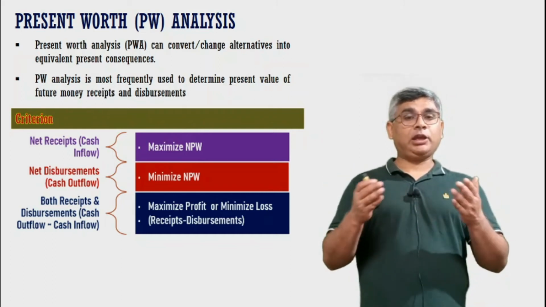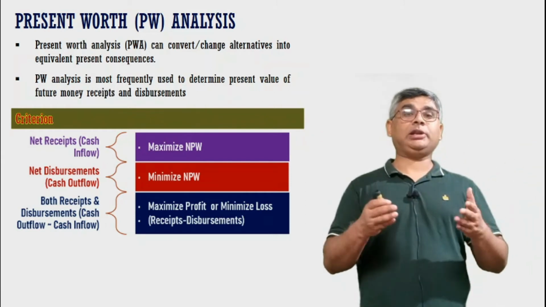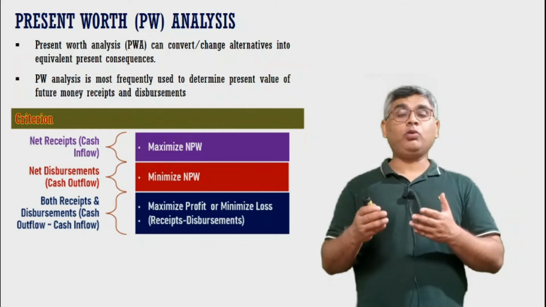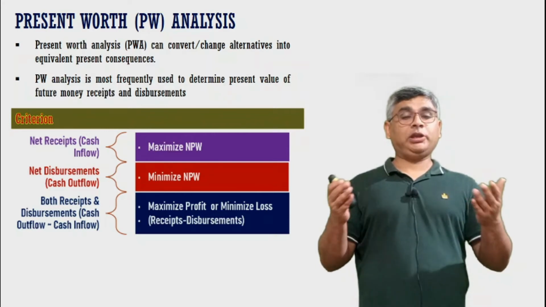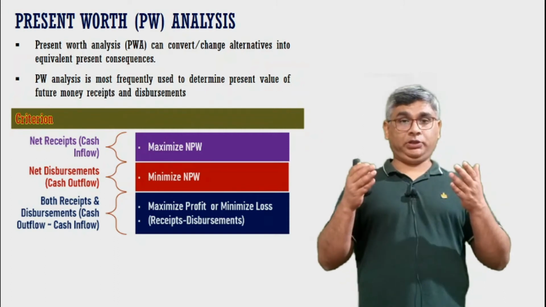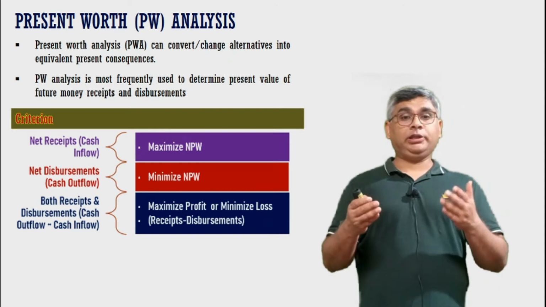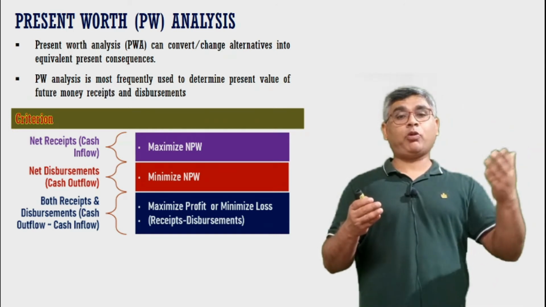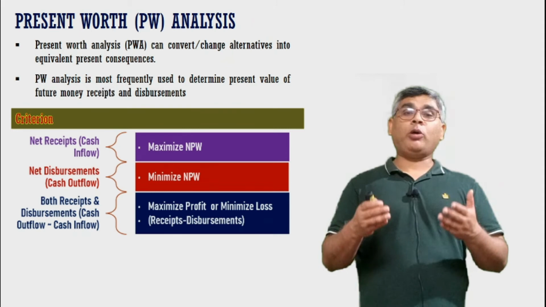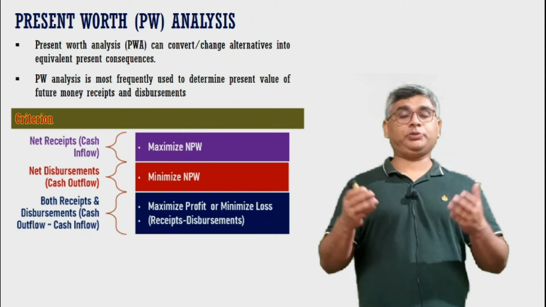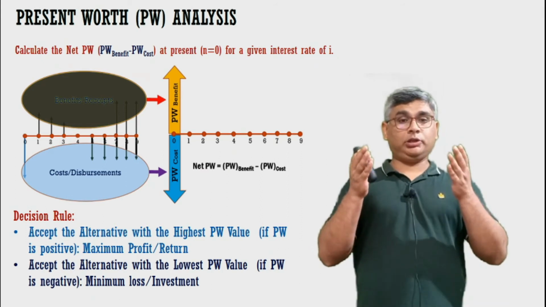However, if in a cash flow we have both the receipts and the disbursements, that is the cash inflow and the cash outflow, then we have to compute the net worth by subtracting the outflow from the inflow, and depending upon whether it is a profit or a loss, we decide accordingly. If it is a profit, then the alternative with the maximum profit is the preferred one, and if we have a loss, then the option with the minimum loss is the preferred option. Now, this is how we go for the present worth analysis.